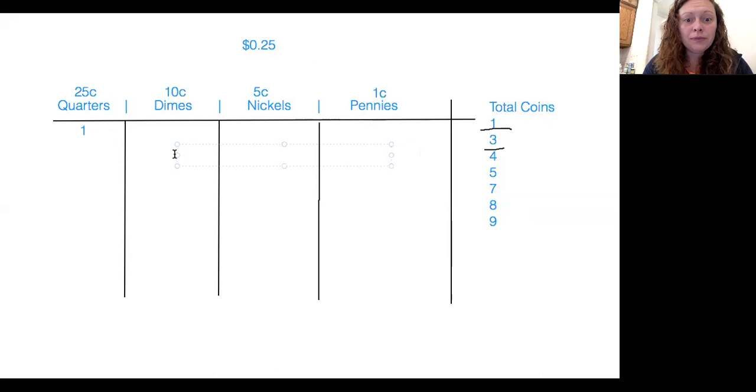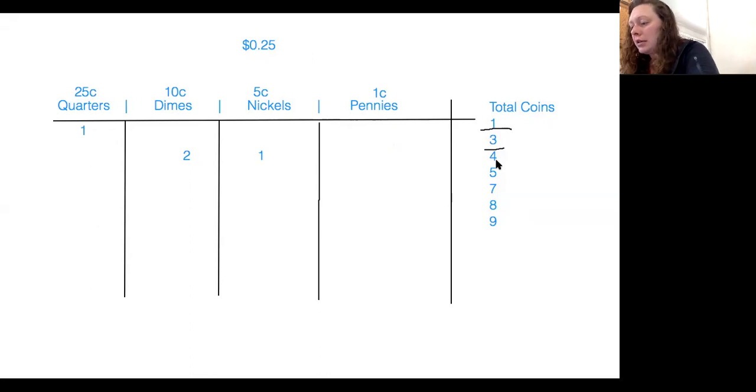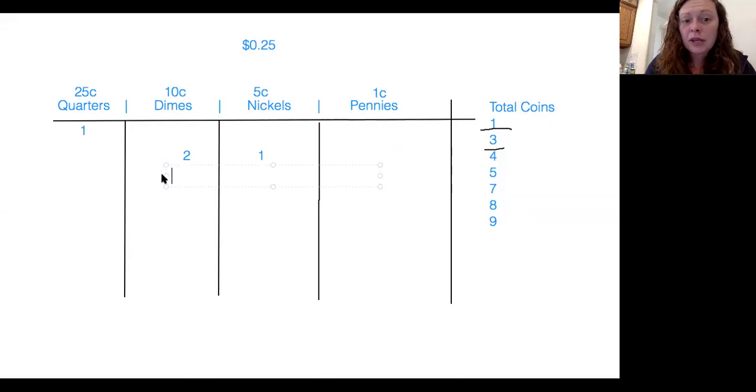Okay, so if I had 3 coins, what 3 coins would exactly make 25 cents? We could do 2 dimes and 1 nickel. And those would equal 3 coins. Now, what about 4? If we had 4 coins, how many would I have? I could not use 1 quarter. Could I use a dime? I could. Could I use nickels? How many? 3, that's right. To make 4 coins.